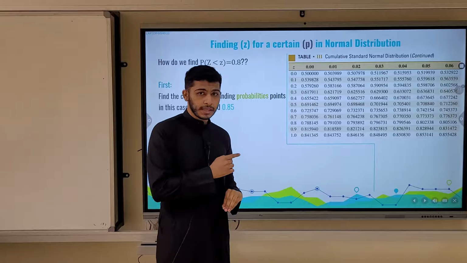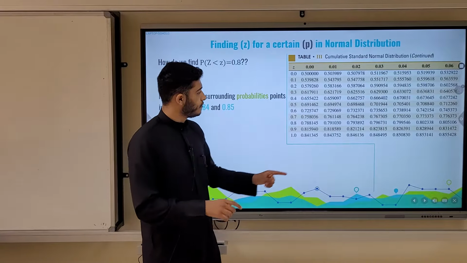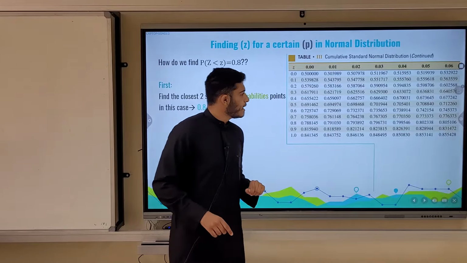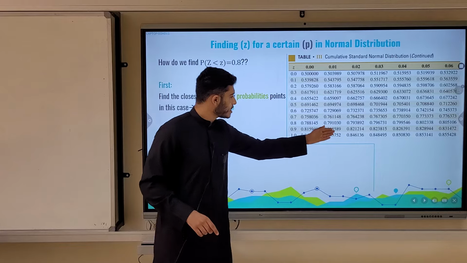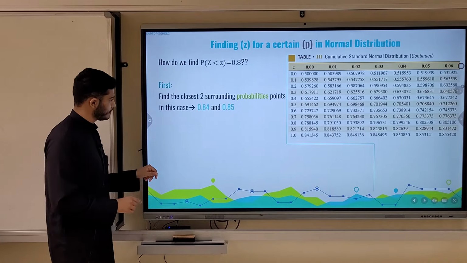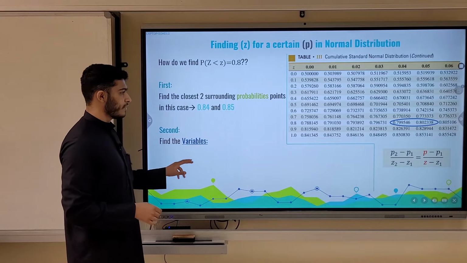After I have found the probabilities, now I can find Z1 and Z2. I have P1, which is this one, and P2, which is that one. The intersection of the first is going to be Z1, and the intersection of the second is going to be Z2. Let me show you. These are the two probabilities. We have found them, and now we're going to find the variables.